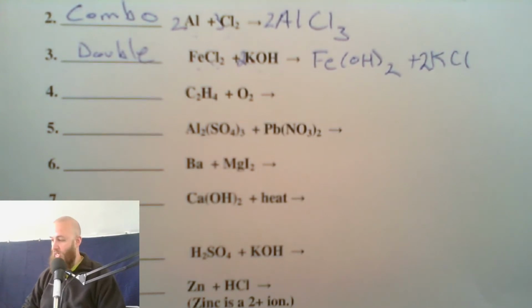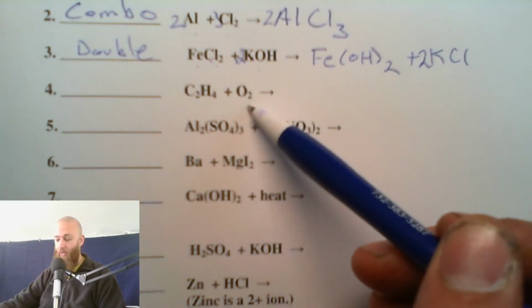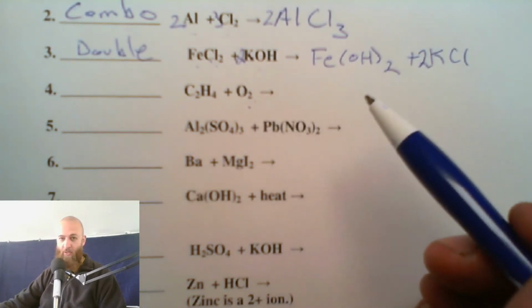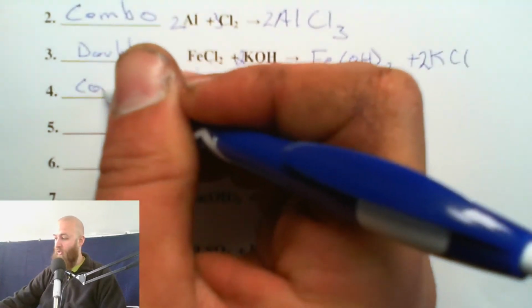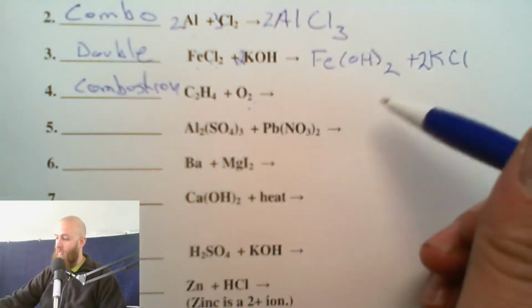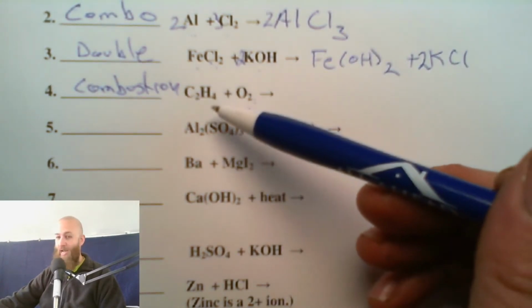Okay, let's do number 4. Number 4 looks like a combustion because of the O2. Okay, very good. Thank you, Connor. So the O2 as a reactant tells you it's a combustion right away. So just call it a combustion.